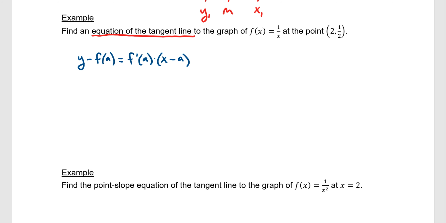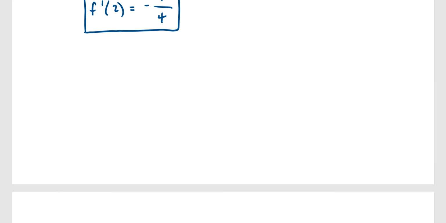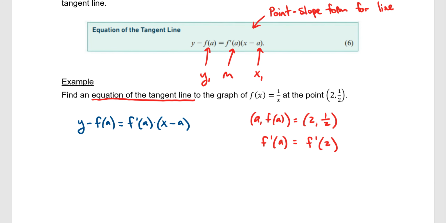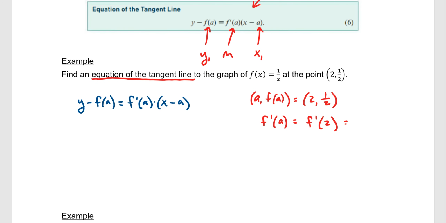And we need, same thing as last time, I'll write it as a comma f of a. This is just x1, y1. That's given to us, 2 comma 1/2. And then we need f prime of a, which is going to be f prime of 2. I believe we just found this on the previous page, didn't we? Yeah, f prime of 2 for this function, we got negative 1/4. So I'm just going to cheat a little bit and put negative 1/4.